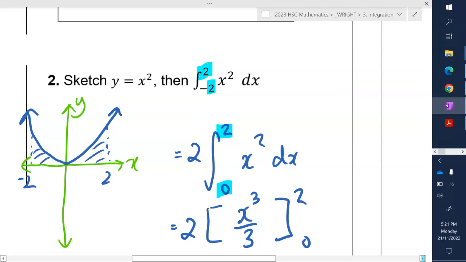So popping our x squared, integrating our x squared, we're going to add 1 to the power.